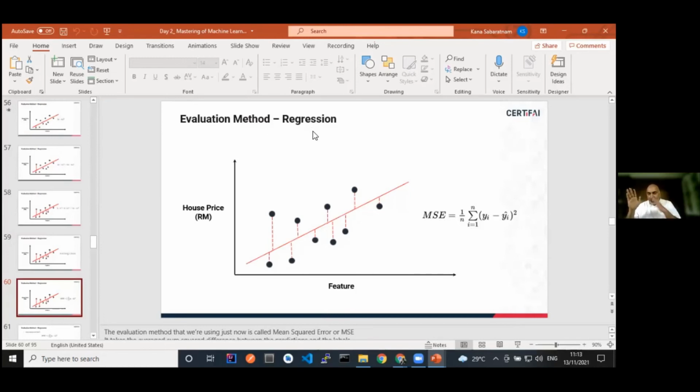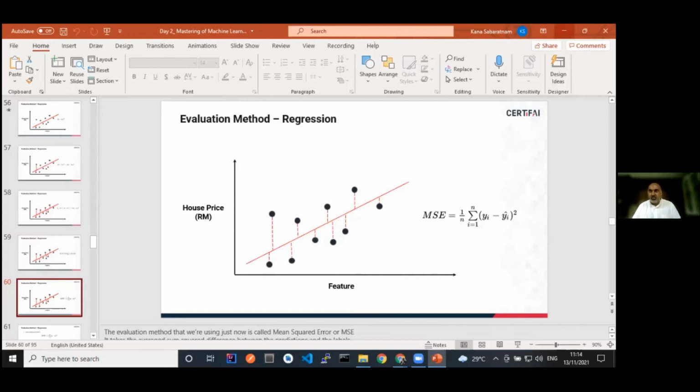Every model, whether it's regression or classification, has what is known as an evaluation method. Without an evaluation method, it's absolutely useless. So that is how we measure how good our prediction is, by looking at the regression mean squared error.